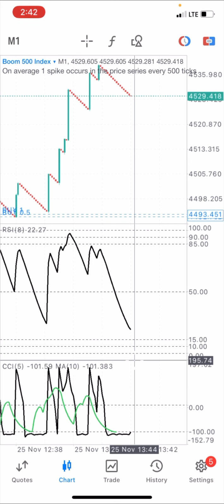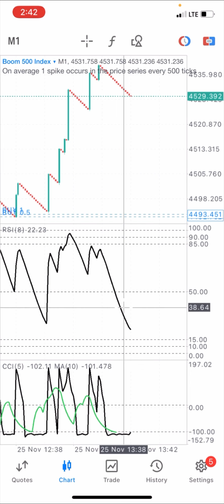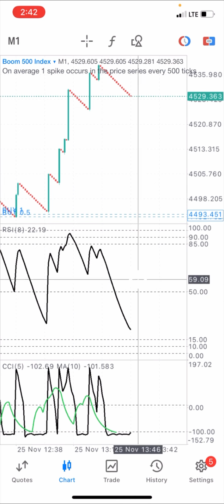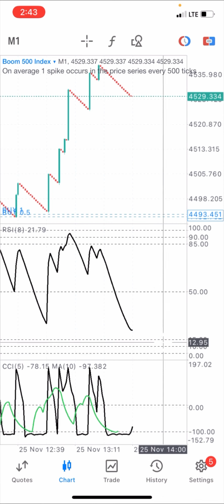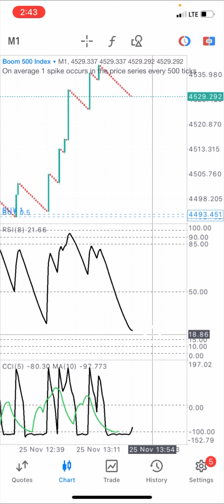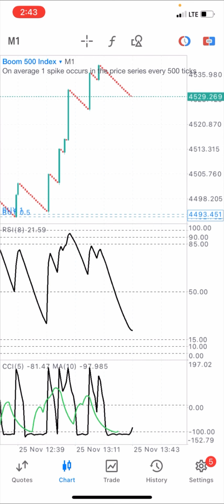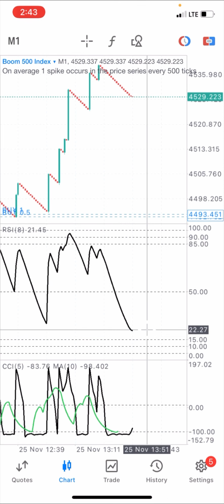Ensure that these conditions are met. If you are able to be patient enough to have this black line, the RSI in the first indicator window, drop down into this level, down to level 10, level 15, level 10, and wait for it to drop that far into that level, then you have a higher chance of catching the spikes.